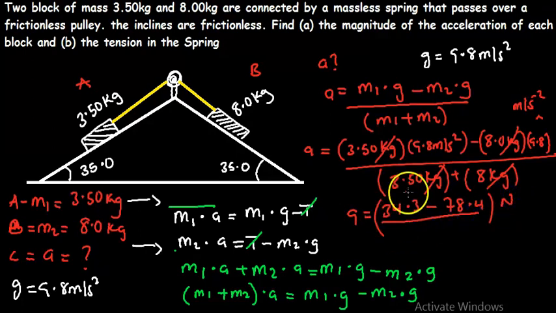At the denominator, if you add 3.50 and 8, the kilogram in the denominator won't cancel out. The only kilogram that will cancel out is the one at the top. If you add 3.50 and 8, we are going to be left with 11.5 in kilogram.